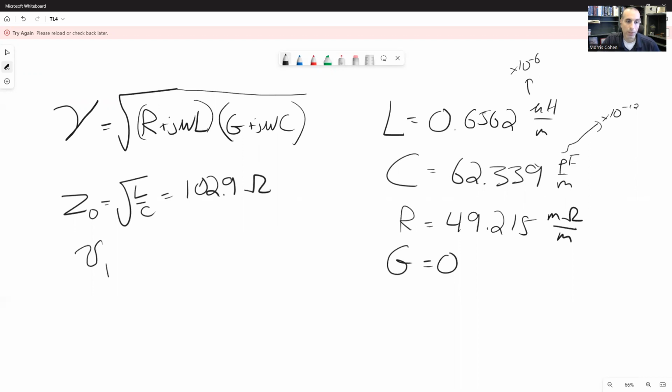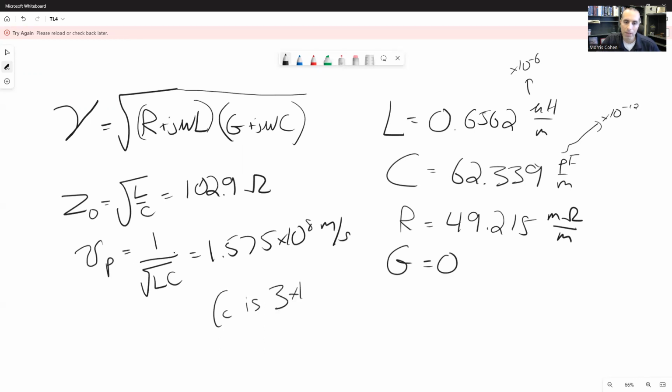And the propagation velocity, we're going to assume that this is low loss, and we'll find out that that's the case. In which case, the propagation velocity is just 1 over the square root of LC, which is 1.575 times 10 to the 8th meters per second. By the way, the speed of light c is about 3 times 10 to the 8th meters per second. So this cable is going to propagate waves at a little more than half the speed of light. And that's pretty typical for a cable, 1/2, 2/3, 3/4 of the speed of light. That's pretty common. It doesn't quite go the speed of light, but you're definitely in the ballpark.